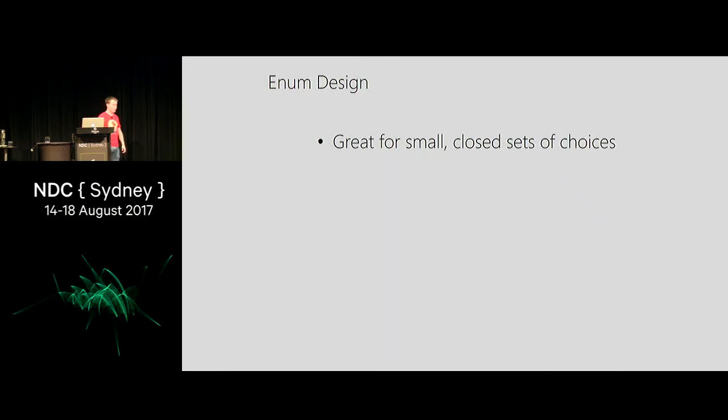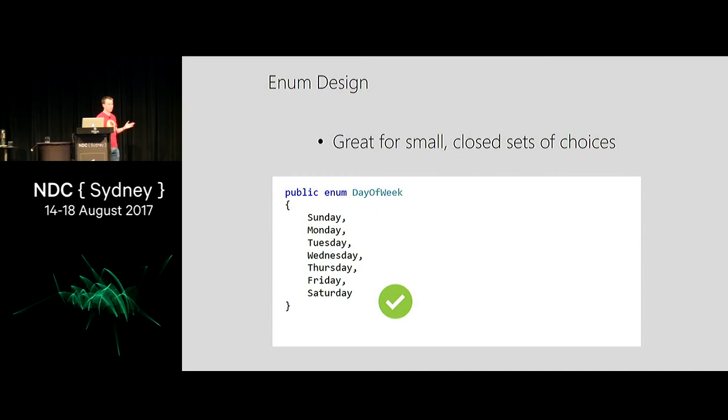Enum design, so enumerations. So enumerations are great for closed, small sets of choices. So let's give an example, day of week. There's 7 days of the week, and there probably won't be an 8th. We're probably not going to introduce friend day or schmooze day.